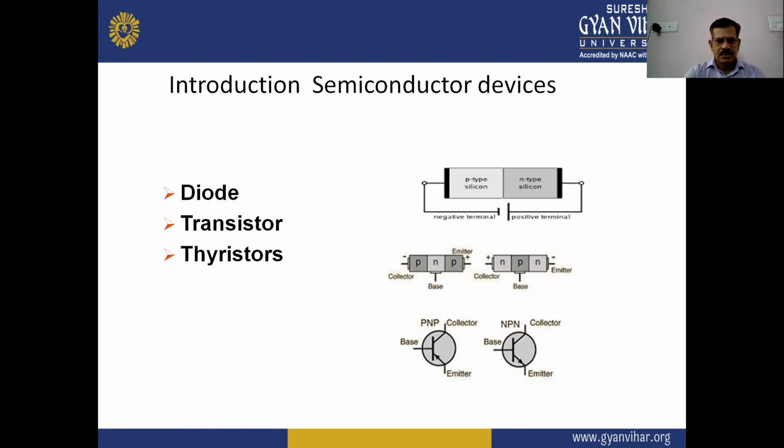So here the diode is basically a two terminal semiconductor device, which is made by the p-type and n-type semiconductors. And the transistor is also a three layer or three terminal device, which is PNP, and second is NPN type transistors, and third one is the thyristor or SCR, that is the silicon control rectifier, which is also a three terminal semiconductor device.